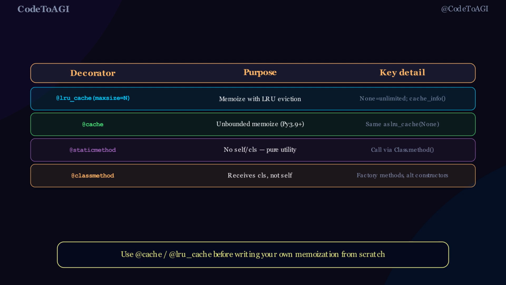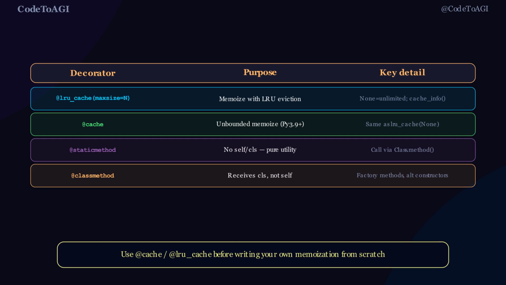None means unlimited. Second, @functools.cache. Python 3.9 plus. Same as lru_cache with max_size of None. Simpler syntax for unbounded memoization. Third, @staticmethod. Defines a method that does not receive self or cls. No access to instance or class state. A pure utility function on the class namespace.